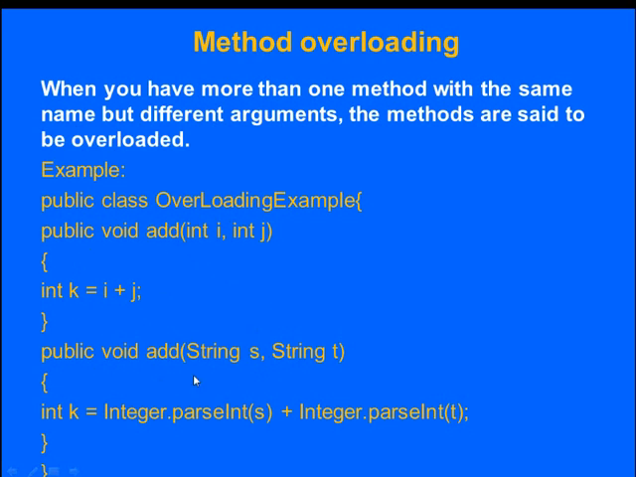This concept is known as overloading. We have more than one method with the same name, but they differ in their arguments or the data types of the arguments. This concept is known as method overloading.